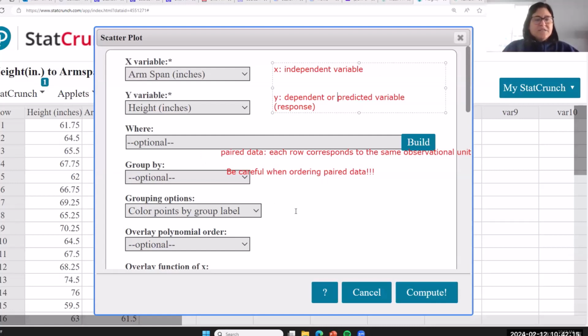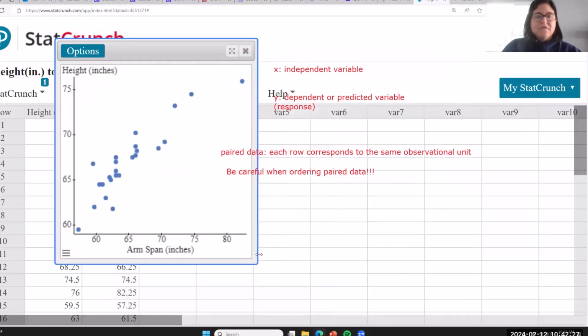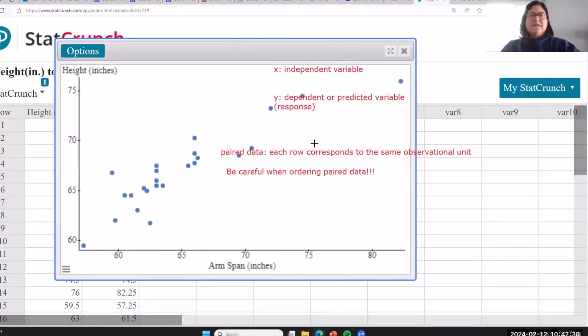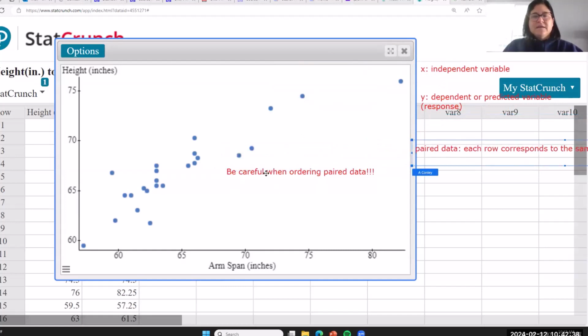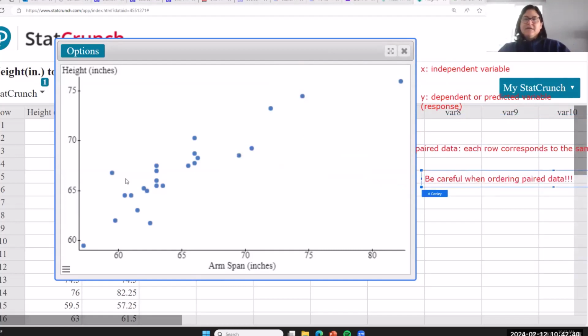And then I'm just going to leave it at that. I've just got my X and my Y. I'm just going to push compute and be ready to go from there, because less is more when you're first working with StatCrunch. Later on, we can do some things. So the X is the independent variable. And so the arm span is going to be my independent.